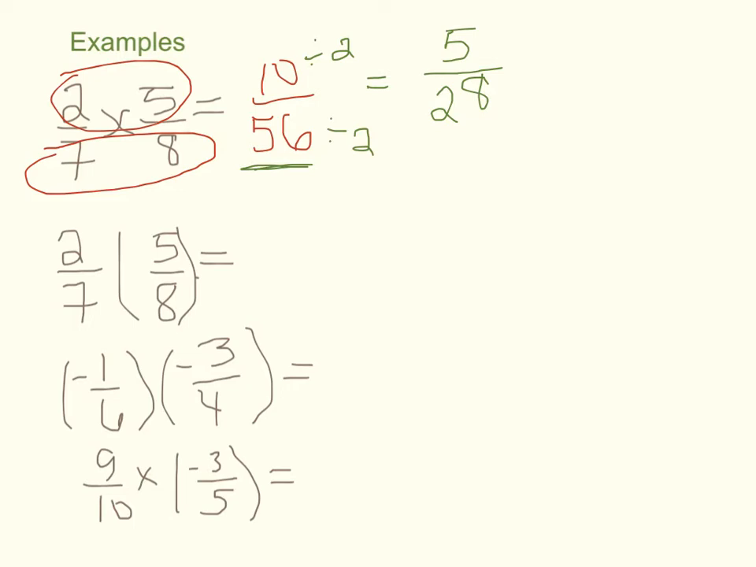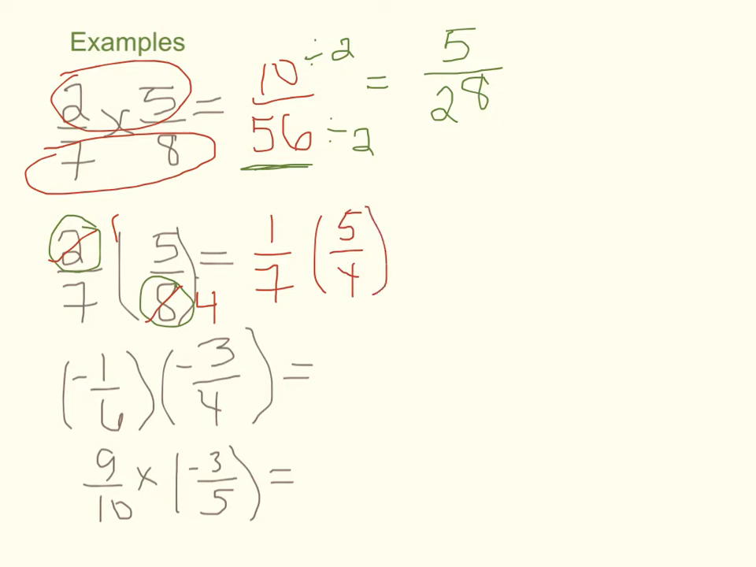So I still have 2 over 7 times 5 over 8, but with cross-canceling I'm going to look diagonally and see if 2 and 8 have common factors, and if 5 and 7 have common factors. Well, I know 5 and 7 don't have common factors, they're both prime, but 2 and 8 do. So I can divide both 2 and 8 by 2, and I can reduce my fractions before I even multiply. So 2 divided by 2 becomes a 1, and 8 divided by 2 becomes 4. So I've reduced my fractions, so now I have 1/7 times 5/4.